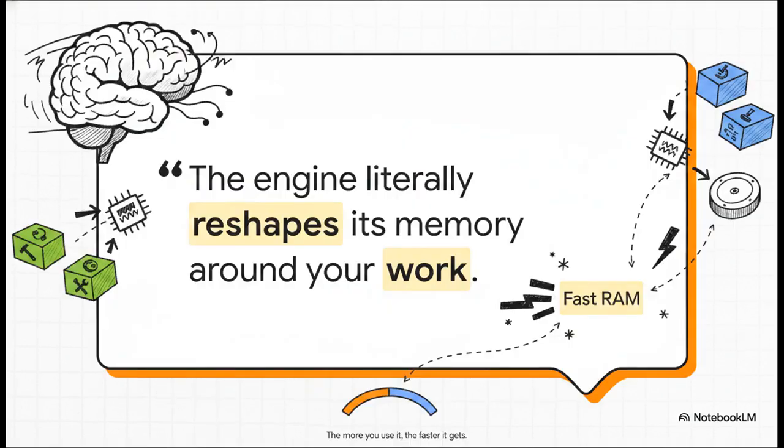asks for it. And thanks to its unique learning cache, Colibri records exactly which experts your specific workload uses most. If you're mostly asking coding questions, it pins those specific coding experts to your fast RAM. The engine literally reshapes its memory around your work. It feels alive, because the more you use it, the faster it gets, ensuring your hottest data never touches the slow disk again.